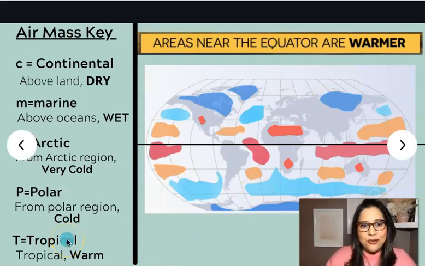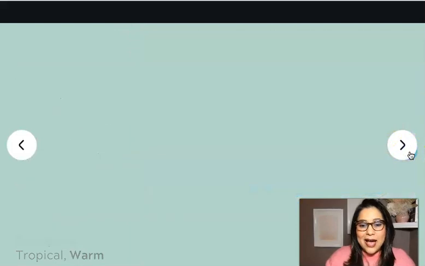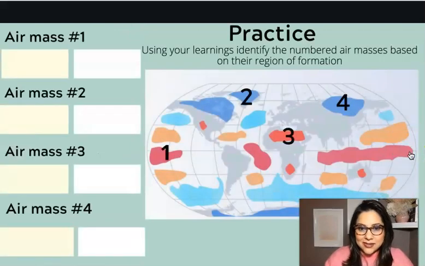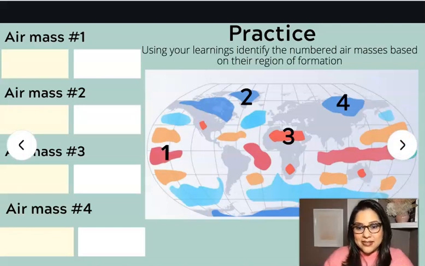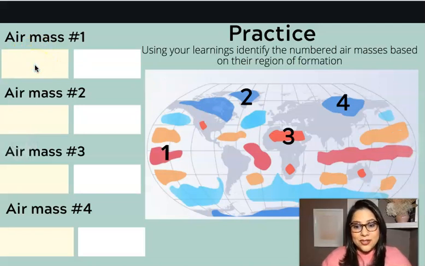So now that we've gone over our air mass key, I want you guys to practice identifying the different air masses. So you have two boxes for each air mass that's numbered. One is yellow and one is white. So in the yellow box, you're going to identify the humidity, okay? So if it's dry, you're going to write in continental. If it's wet, you're going to write in maritime.